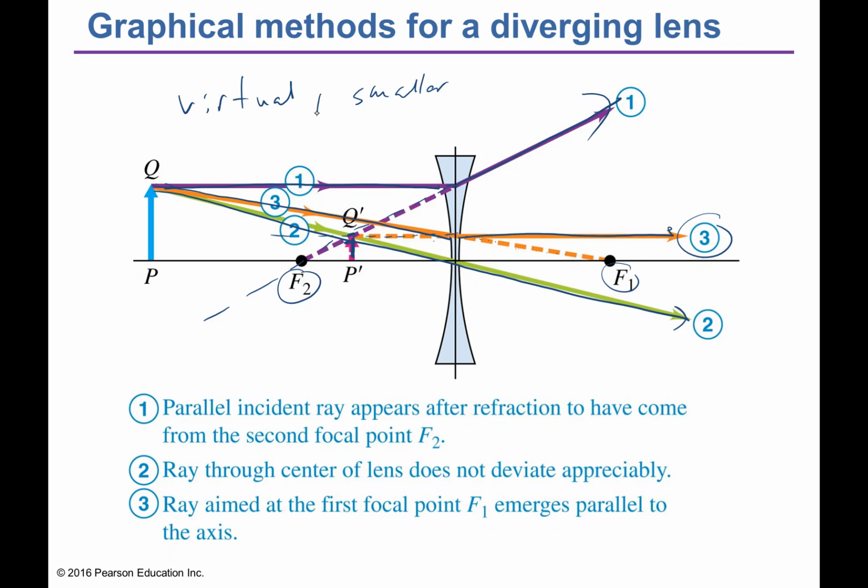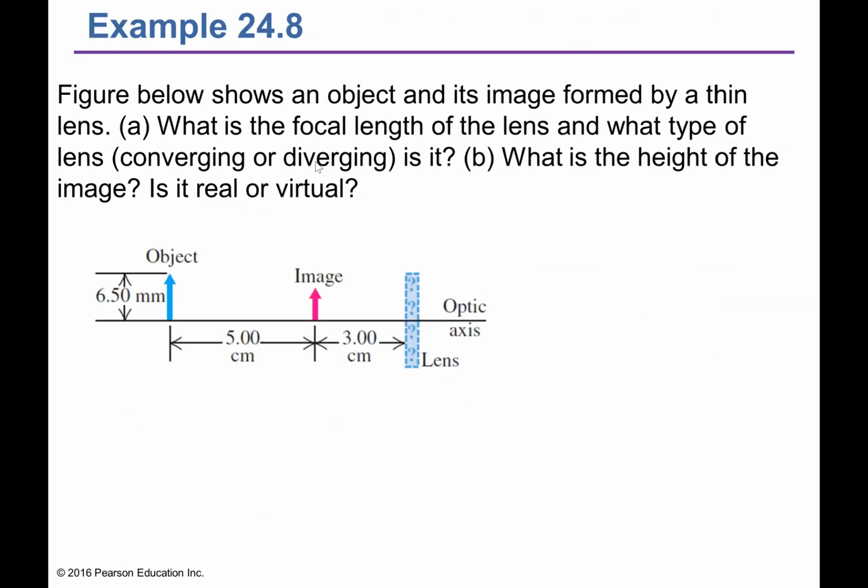But a converging lens, when it gives you a virtual image, is larger. Just like when the concave mirror gives you a virtual image, it is larger, right? That's the magnifier. So the same thing is here. All right, so let's continue here. Okay, so we have some examples here.